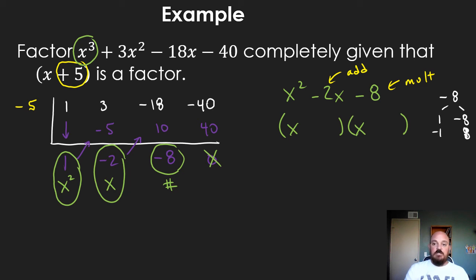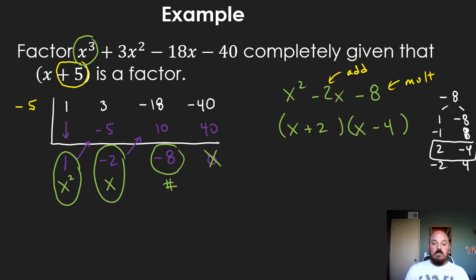Say -8 could be +1 times -8 or -1 times +8. Those don't add up to -2. So my other choice would be 2 and 4. It could be +2 times -4 or -2 times +4. And the two of those that add up to -2 would be the +2 and the -4. So I found my numbers. Those are the numbers because, remember, 2 times -4 gives me -8, and 2 plus -4 gives me -2. So I'm going to put a +2 on one of my factors and a -4 on the other.